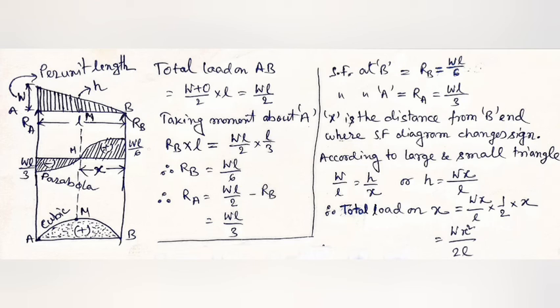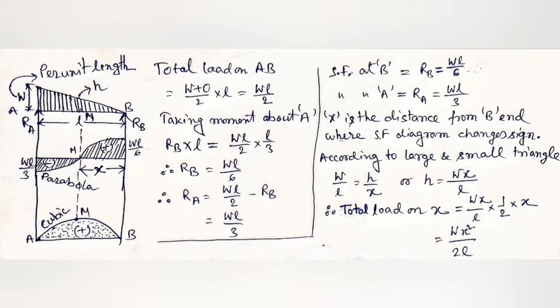First of all, we have to find the reaction forces at A and B, taking the moment about A. Here we may write RB into L equals the downward moment. At first we have to find the average load per unit length. How do we calculate that? W is the maximum and 0 is the minimum, so (W plus 0) by 2 equals the average load, that is W by 2 per unit length. So the total load is W by 2 into L, that is WL by 2.